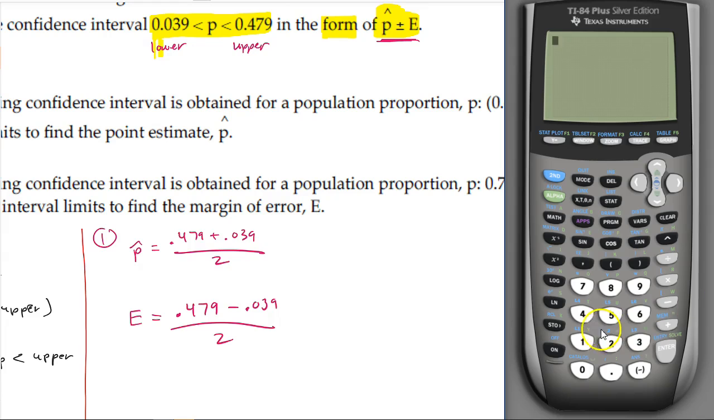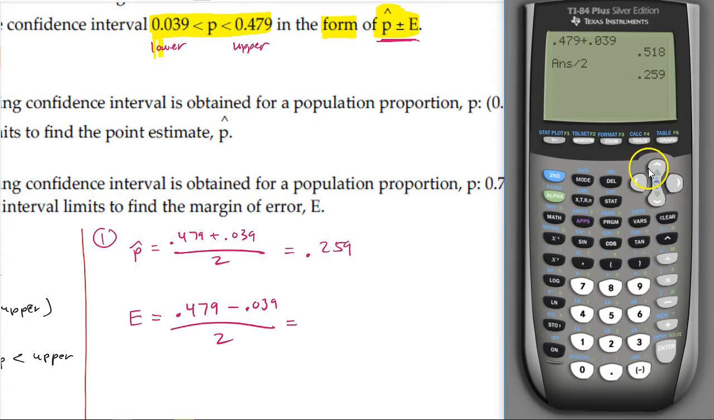So let me go ahead and evaluate that here. For the sample proportion, that's 0.479 plus 0.039. I'm going to evaluate, so this is the numerator here. Then I'm going to divide the numerator by 2. So the sample proportion is equal to 0.259.